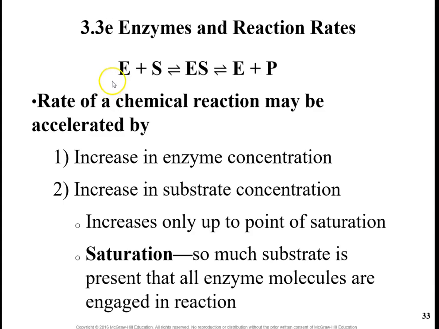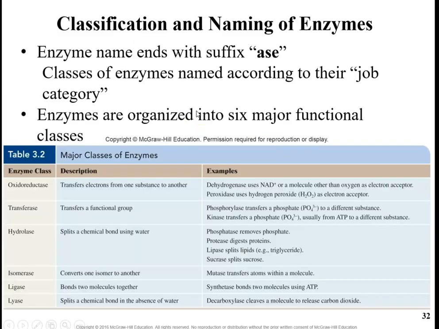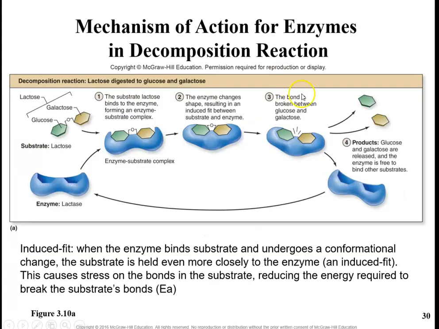Okay, so enzymes and reaction rates. I've put a chemical equation here that shows an enzyme plus a substrate going to an enzyme substrate complex, right? That's that temporary form. This temporary form, the enzyme substrate complex, then undergoes a small conformational change, putting stress on the bonds of the substrate, which then leads to enzyme plus products.